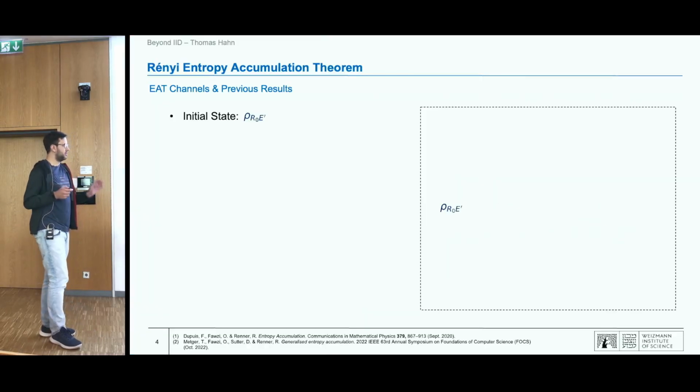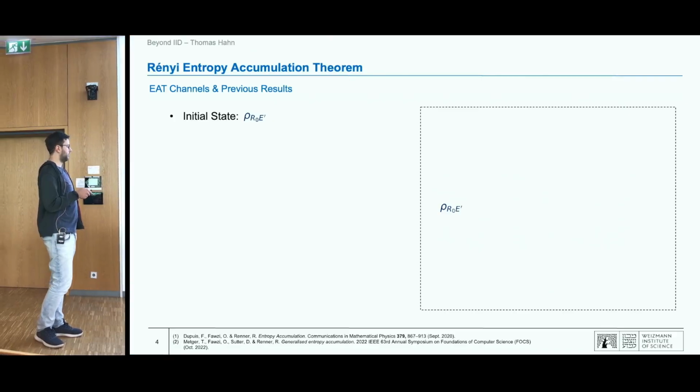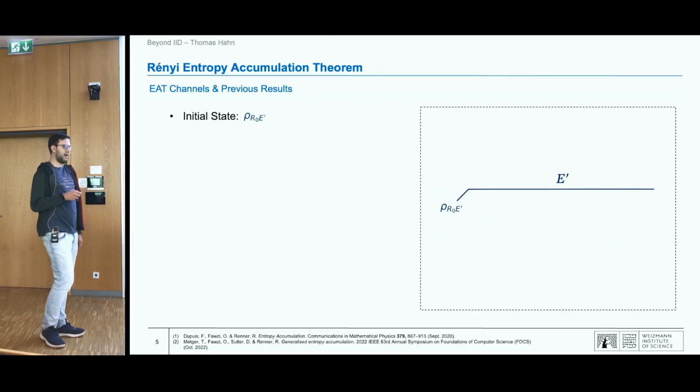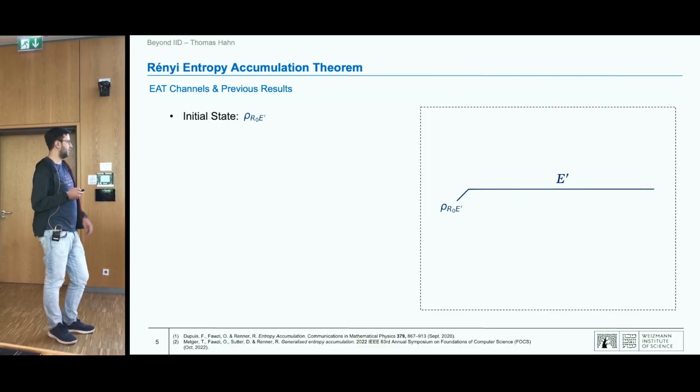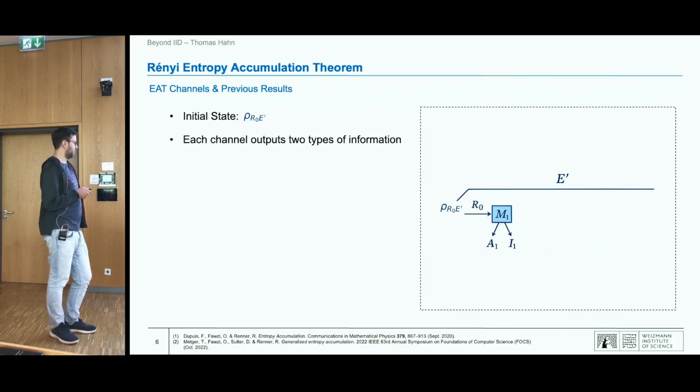Basically, at a very big picture, you can think of some bipartite state. Half of this state gets sent to an adversary. This is their quantum side information. You keep the other side of the register, and this is what you use to generate random bits. How do you do it? Well, you apply a channel to it.